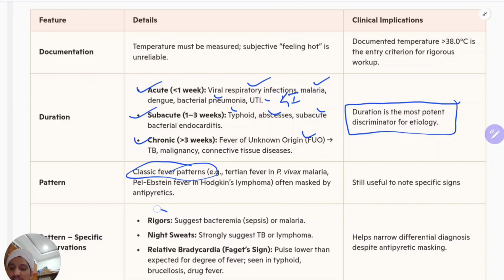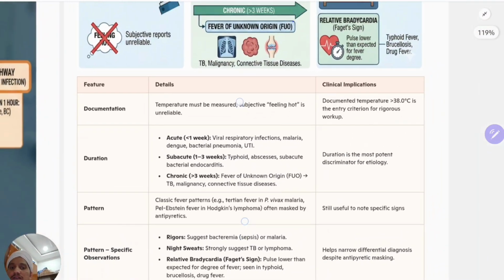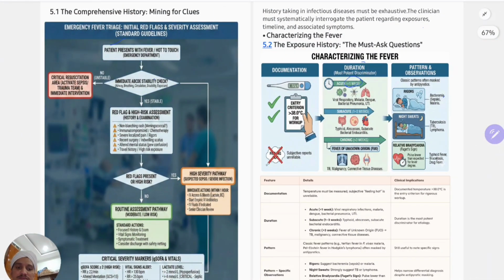But three things to remember: rigors, sepsis and malaria; night sweats, TB or lymphoma; relative bradycardia, typhoid, brucellosis, and drug fever. That's how in history taking you will focus on these things. So one thing is over, duration is over. Some signs we have discussed: rigor, night sweats, and Faget sign.